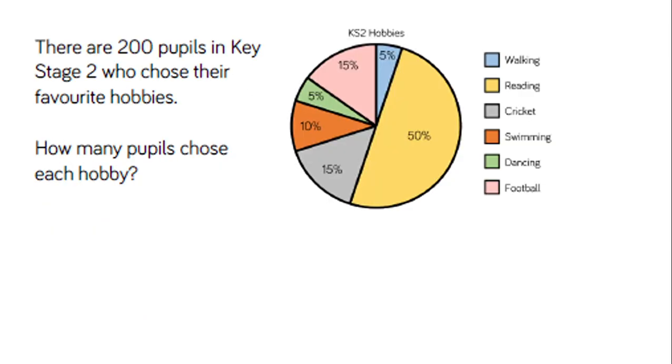Okay, here's the second question. Have a read through and pause the video now, please. Okay, there are 200 pupils in Key Stage 2 who chose their favourite hobbies. So this time the whole pie chart represents 200. So we therefore just need to work out those different percentages on the pie chart of 200.